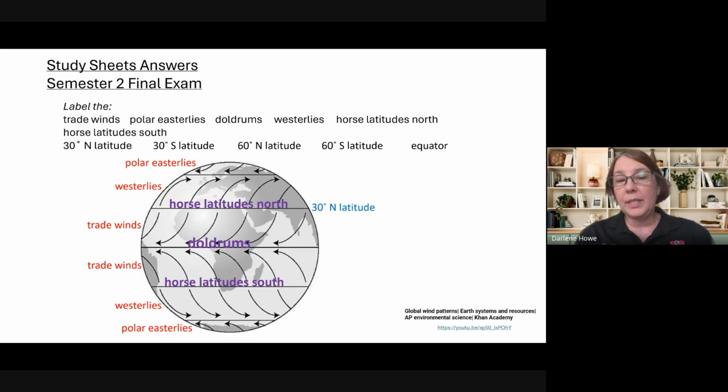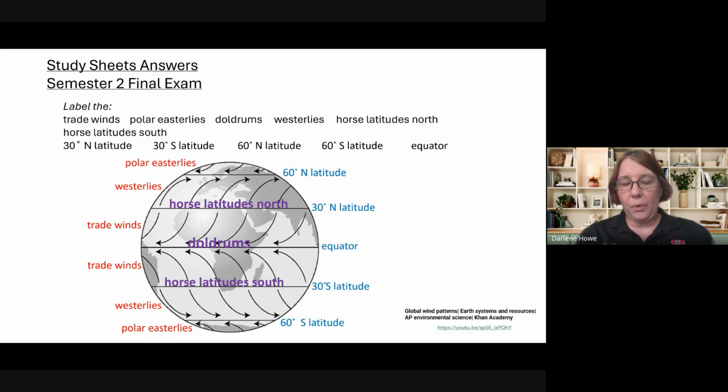And so where would 30 degrees south latitude be? Okay, again, the equator will be in between both of these. Okay, there's your 30 degrees south latitude. Okay, 60 degrees north latitude, up on the top of your screen, and 60 degrees south latitude, again, on the bottom. Okay, and the equator right in the middle where your doldrums are.